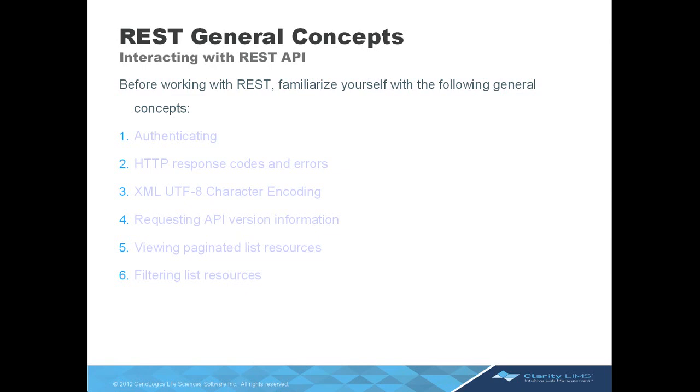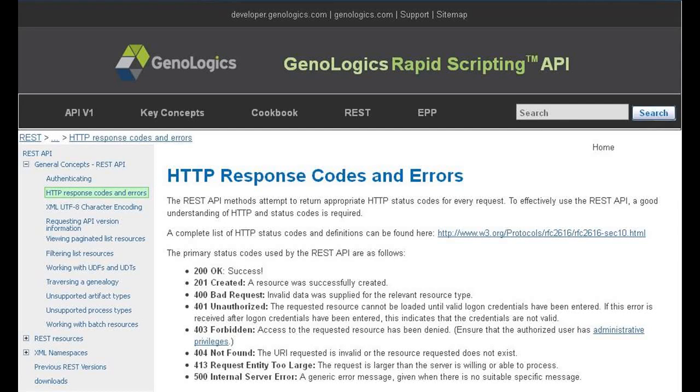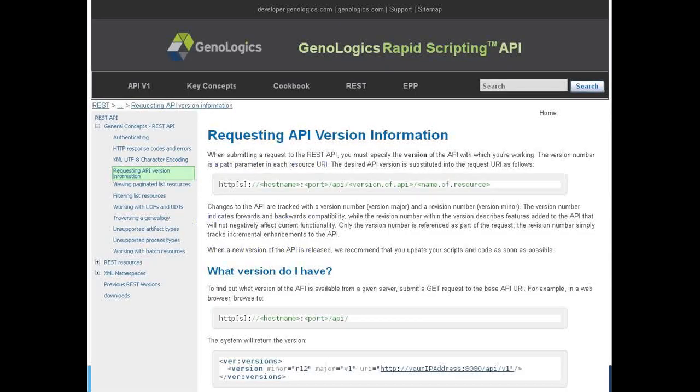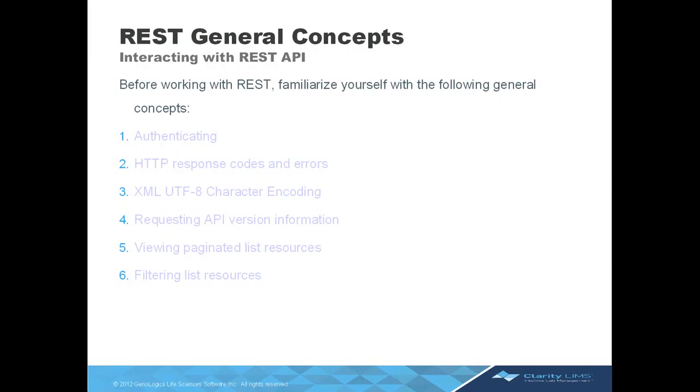You should also be familiar with the general response codes and errors that the HTTP protocol can respond back to your requests with, and it's a good idea to also be familiar with the character encoding that is required by XML. Also, the API has a number of versions, so it's good to know how to make sure you're using the correct version. And then there's also how to navigate list resources when they are paginated.